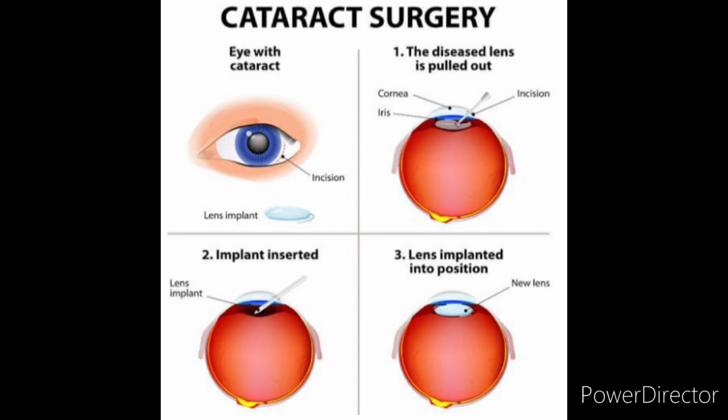Here we can see in the first picture the eye with cataract. Second picture, the diseased lens is pulled out. The third picture is the implant inserted, meaning the artificial lens. Then the fourth picture, the lens is implanted into position. Here we can see the new lens in the eye. Next we will move on to question number 6.